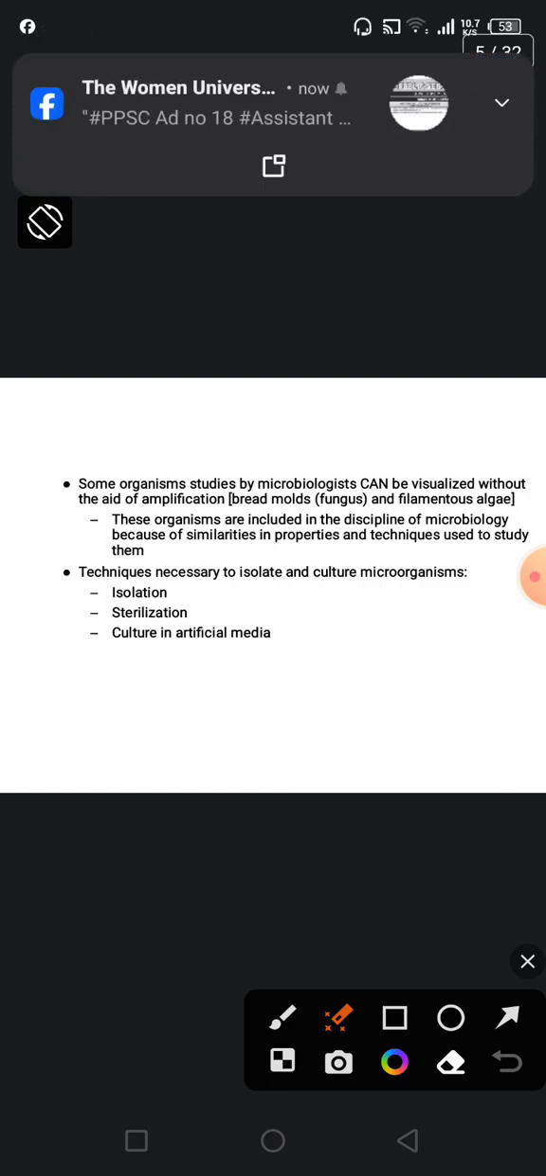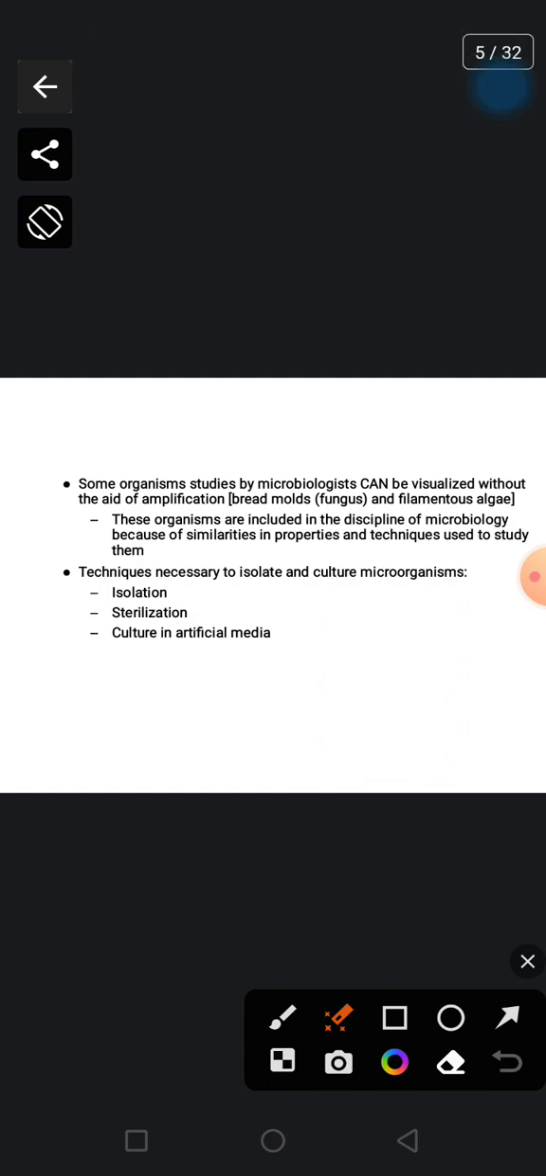For example, fungi: you can see fungus floating over water that stands for many days and months. So some types of microorganisms can be seen with the naked eye and some cannot. There is no rule that microorganisms can only be seen under the microscope. They can be visualized, but mostly they are seen under microscopes.